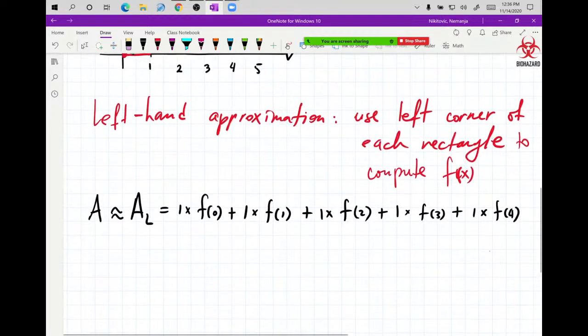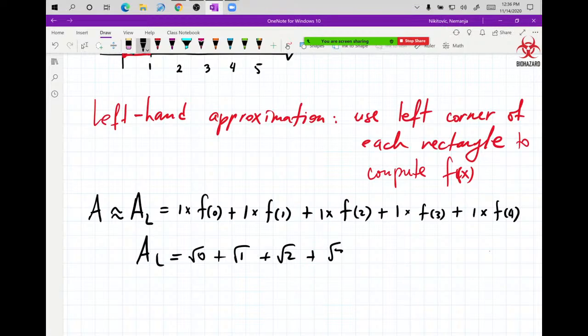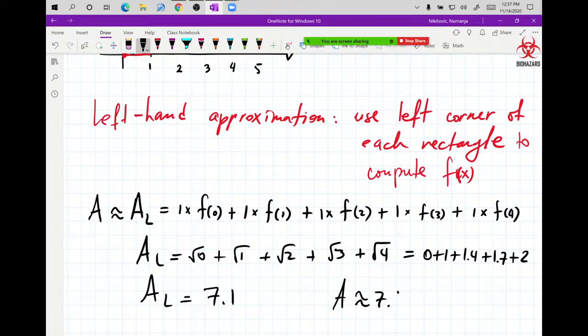Now, plug everything in. A_L is equal to square root of 0 plus square root of 1 plus square root of 2 plus square root of 3 plus square root of 4, which is 0 plus 1 plus 1.4 plus 1.7 plus 2. I'm approximating, I don't need the 17 decimals on this. So A_L is going to be 7.1. Good enough. The squiggly equal sign means approximating. This is area, not the left or right area, just area. So area is about 7.1.